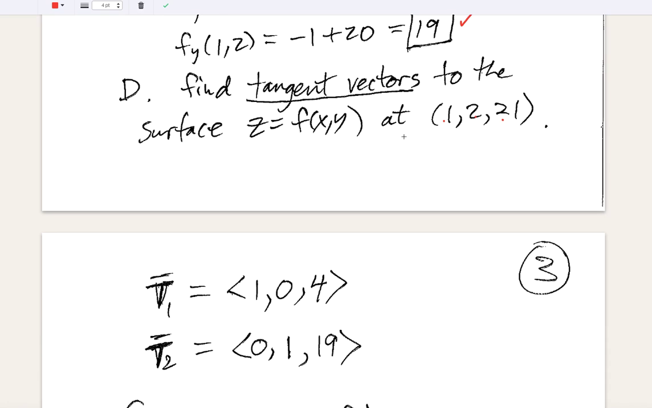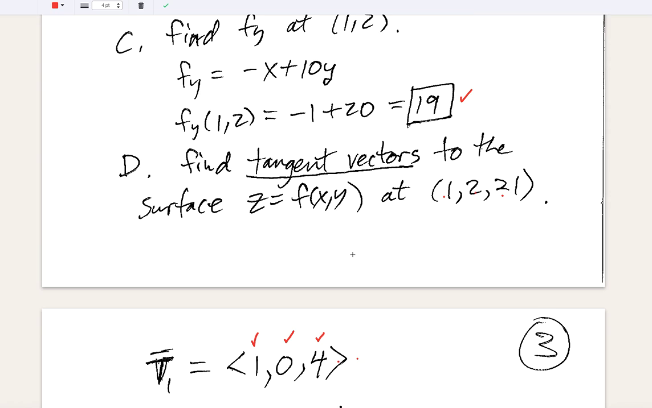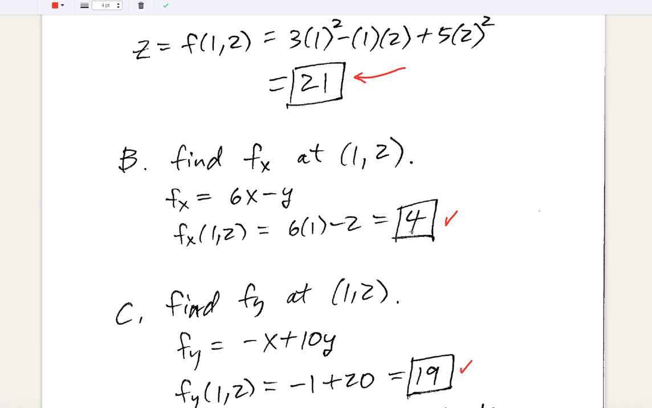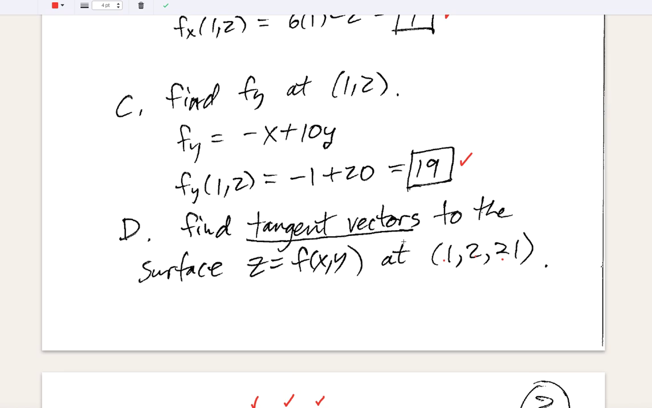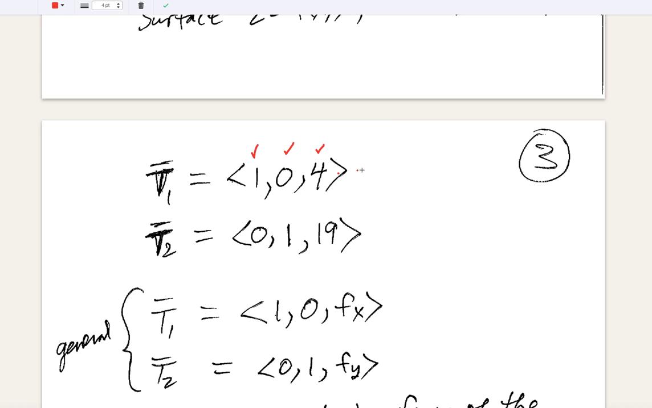How about this? 1, 0, 4. Okay? 1, 0, 4. Notice that I've got what? One change in the x direction, that's i, right? No change in the y direction, and then a 4-unit change in the z direction. Okay? I got a 4-unit change because of this right here. So this would actually be a tangent vector. So this is what I'm calling T1 here.